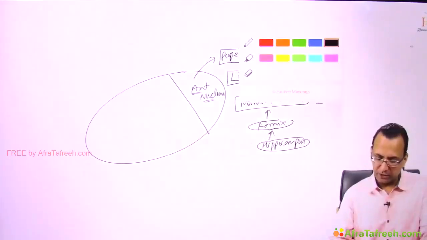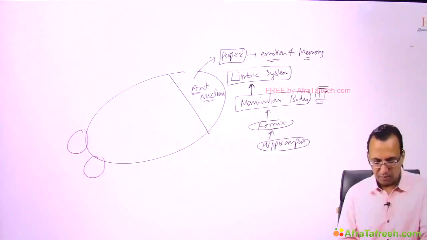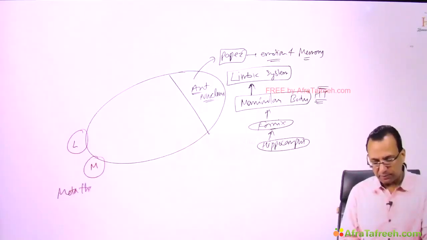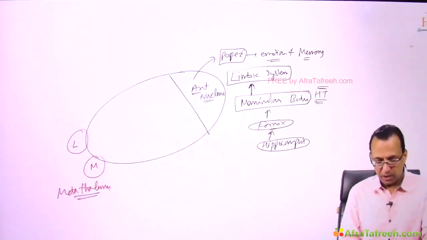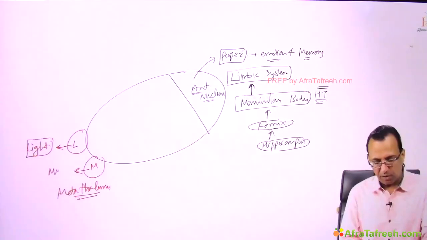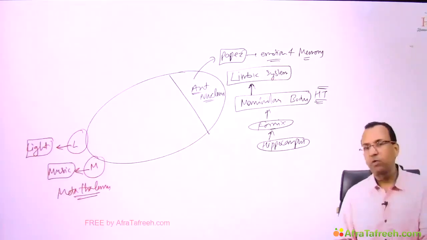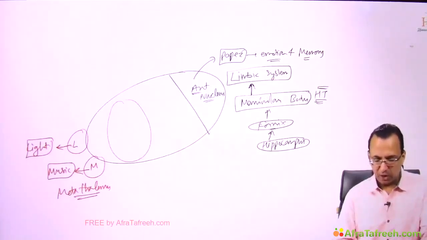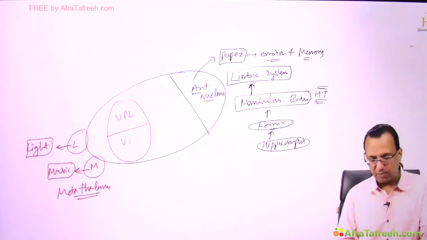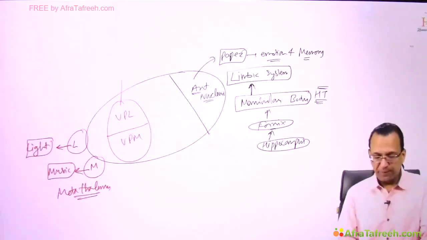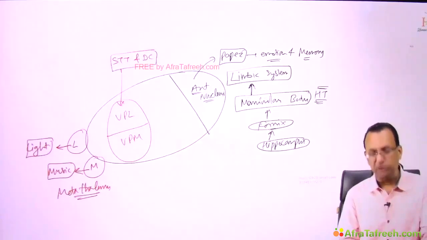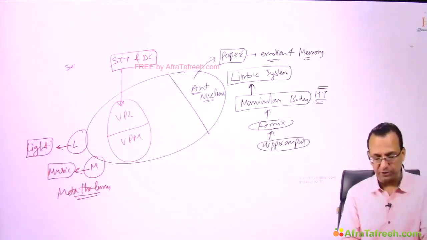Okay, what about the other parts? We have discussed just now, there is the lateral geniculate body and medial geniculate body. That is metathalamus. And what about the metathalamus? Metathalamus is related with the light pathway, the visual pathway, and then the music pathway, the auditory pathway. And what was the VPL, VPM? Actually, there is a VPL nucleus and there is a VPM nucleus. Understand, VPL nucleus is receiving spinothalamic tract and the dorsal column because it is bringing some sensations from the body.